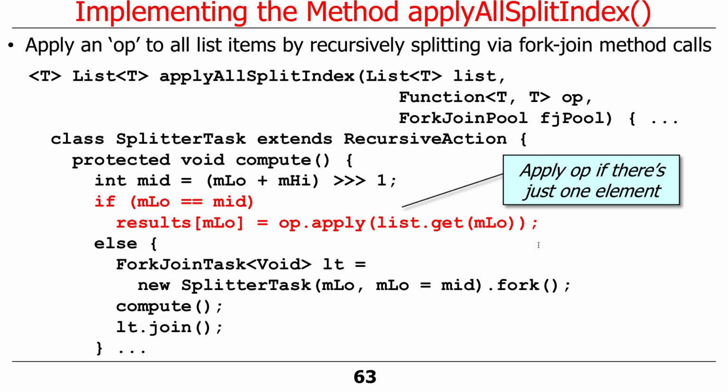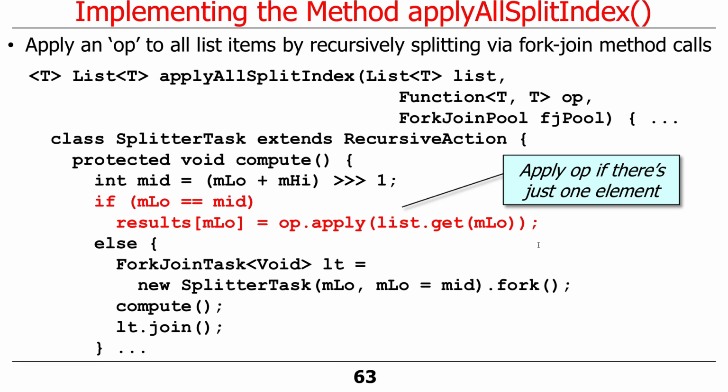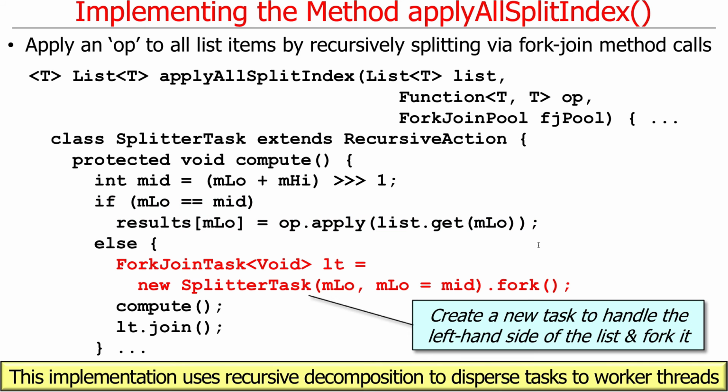So here's the clever thing we're doing. We're simply putting the result directly back in the results array rather than putting it into a sublist that we have to merge together later to make a complete result. So we're just sticking it back in where it goes in the array. So that's what we do if we've got the base case for the recursion. For the recursive case, we split ourselves into a new left task, which is a splitter task that goes from low to mid, and we fork that.